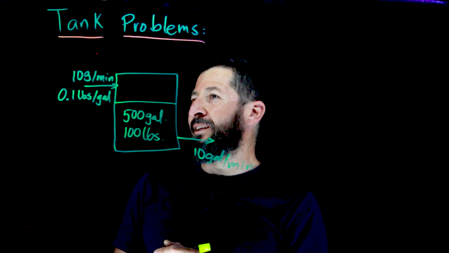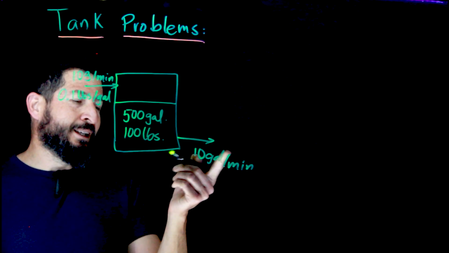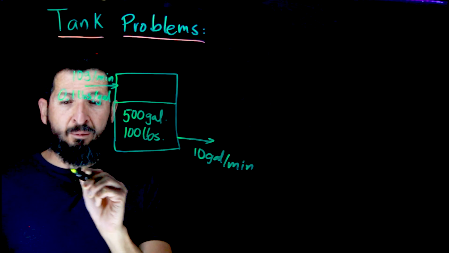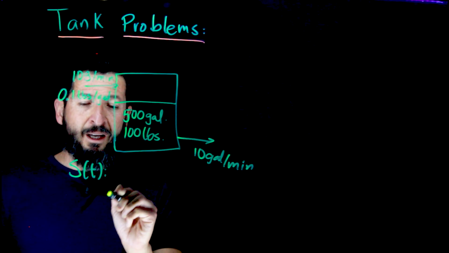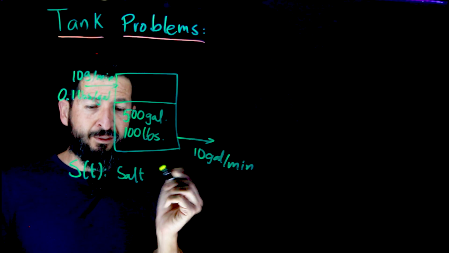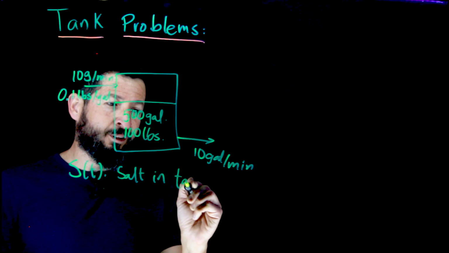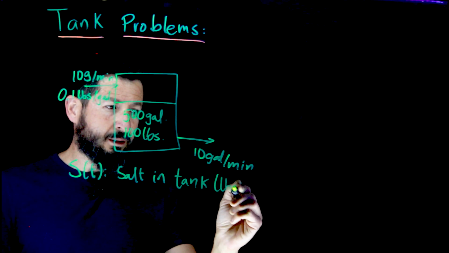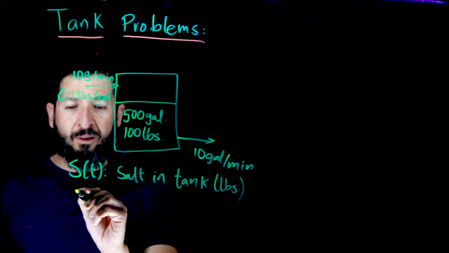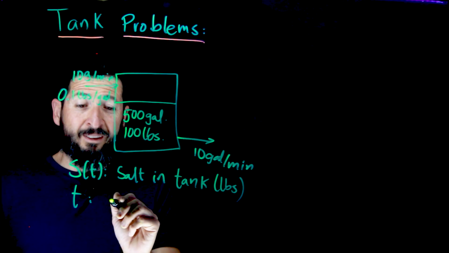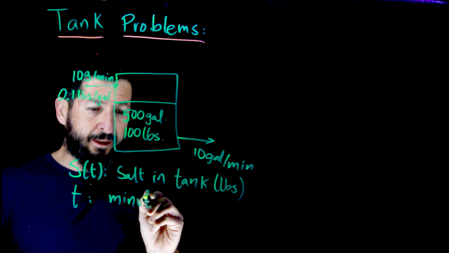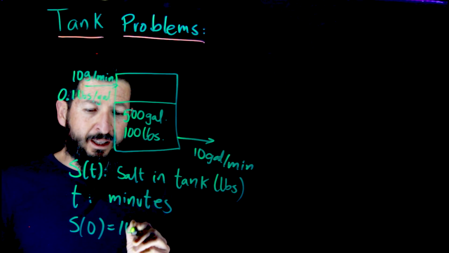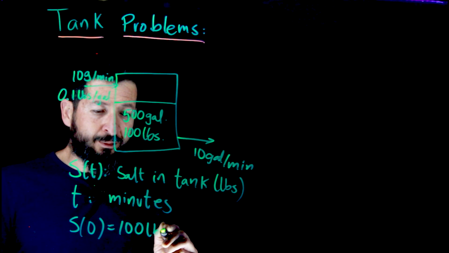So now let's go ahead and try to solve this and figure out what will be the amount of salt in the tank at time t. I'm going to call that S of t. It's going to be the amount of salt as a function of the time, and that's going to be given in pounds. And then time is given in minutes, because my units there say minutes. And the initial amount of salt, from my diagram, is 100 pounds.